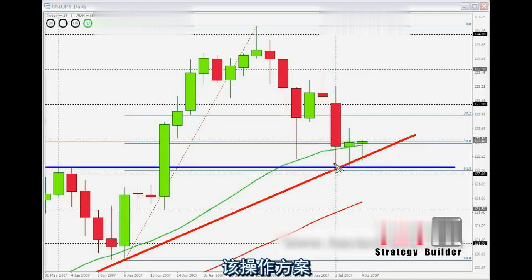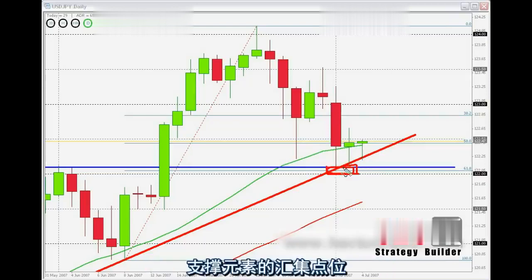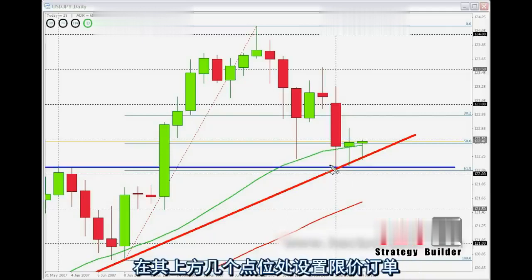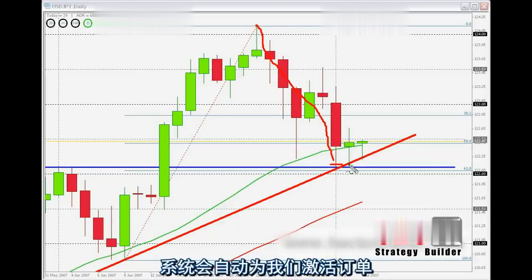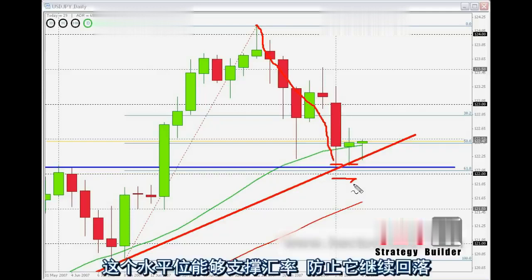So basically, the idea, like I say, is to spot the strongest level of support, the strongest level of confluence of support, as usual within the dynamic area of support, and to place a buy limit order just a few pips above that. As price retraces down and reaches this area, our broker would automatically fill us in at that level, and automatically place our stop loss right here. So here's the idea: this level is going to hold the retracement.